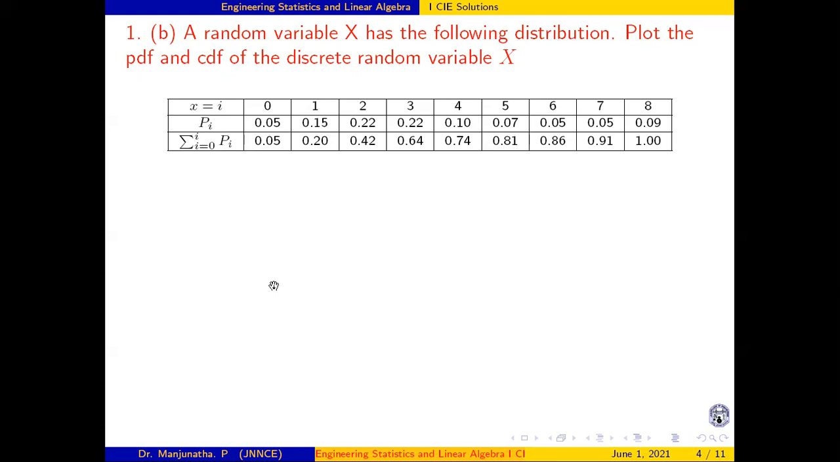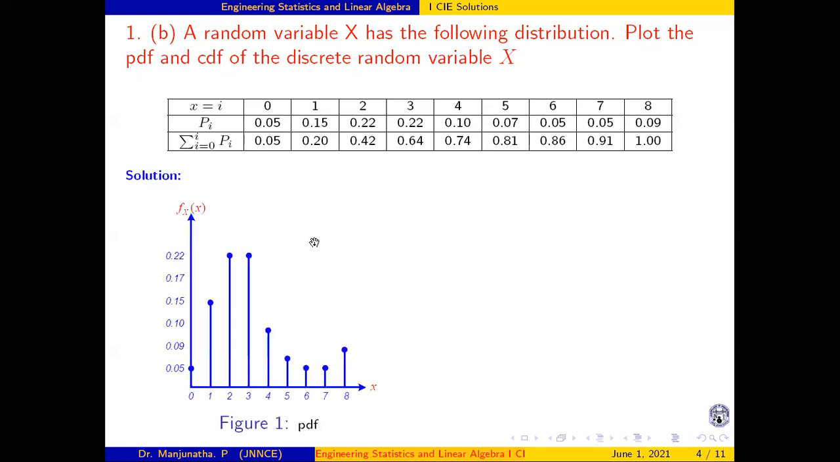First, we will plot the PDF. The x-axis is the random variable 0, 1, 2, up to 8. What is the probability of 0? It is 0.05. What is the probability of 1? It is 0.15. So I prepared this graph. When it is 2, it is 0.22. When it is 3, it is 0.22. Like that, when it is 4, it is 0.10, and when it is 8, it is 0.0.